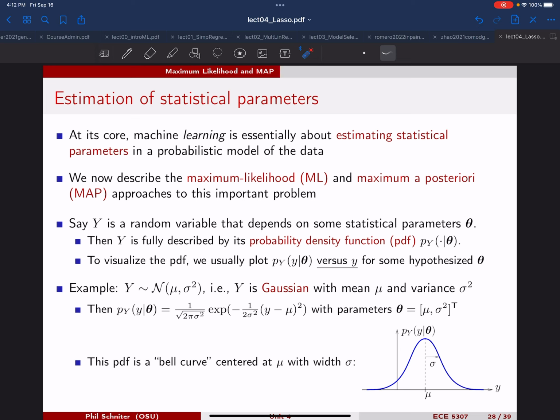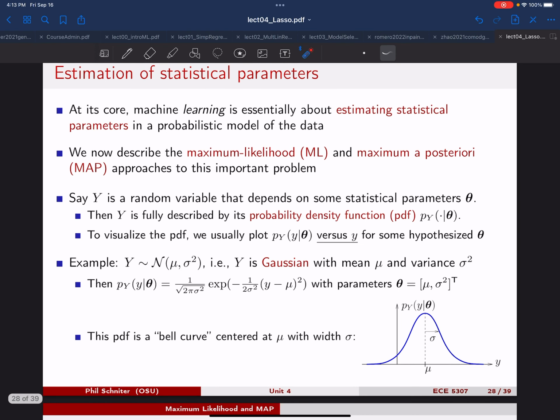We'll go through this slowly. We'll come out of this with two different procedures. One is going to be called maximum likelihood. The other is going to be called maximum a posteriori, or MAP. So let's just start at the beginning.